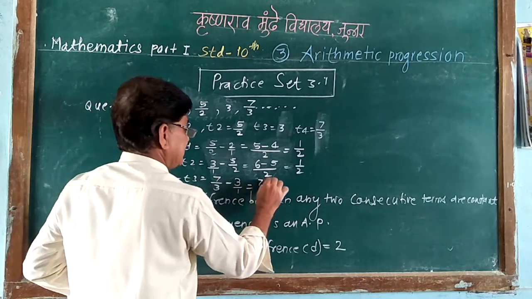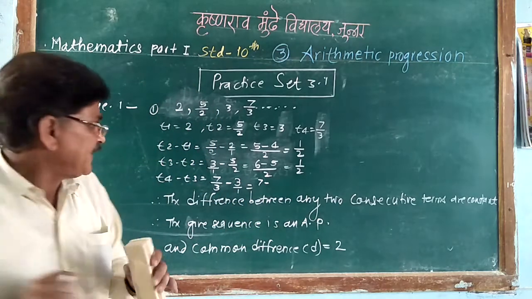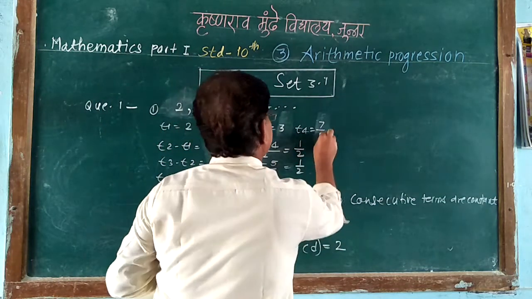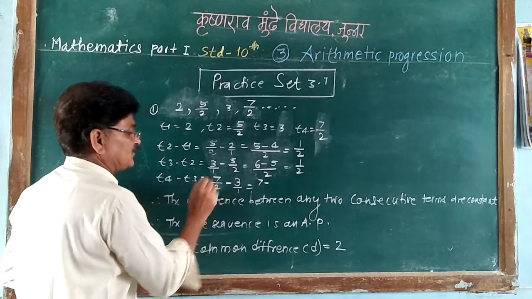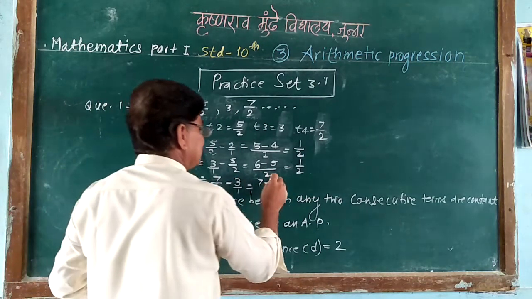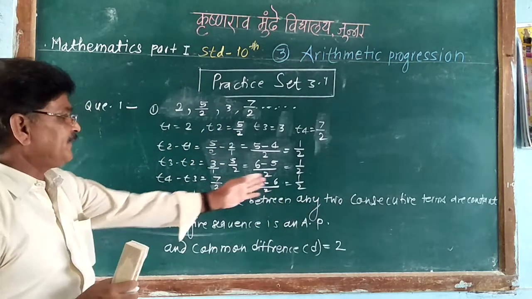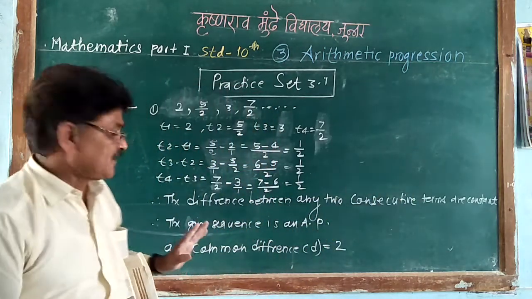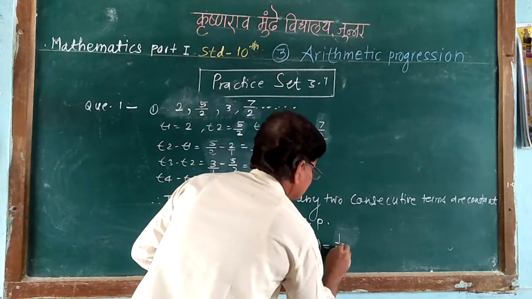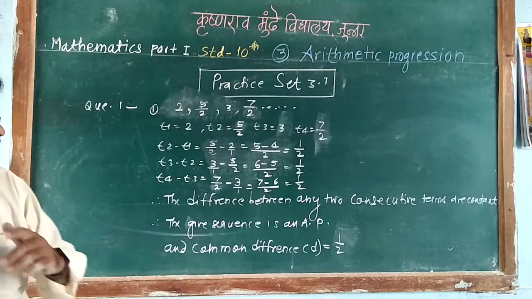t4 minus t3: 7 upon 2 minus 3. 7 into 1 is 7, 2 into 3 is 6, so 7 minus 6 upon 2, again 1 half. The difference between any two consecutive terms is constant. The given sequence is an AP and the common difference is 1 half.